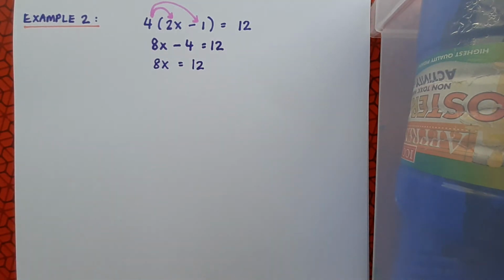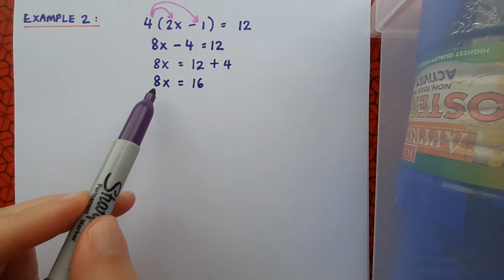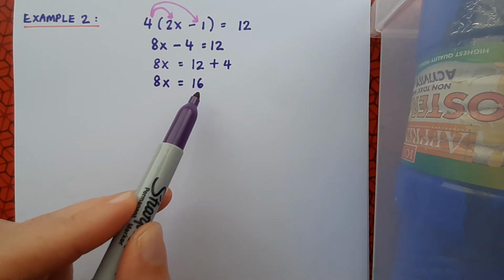And of course, when that minus 4 moves across, it's going to be plus 4. It's going from subtracting to adding. And then I can simplify, which gives me 8x equals 16. And then I can just simply bring the 8 across, because it's multiplying here, and divide on the right-hand side.